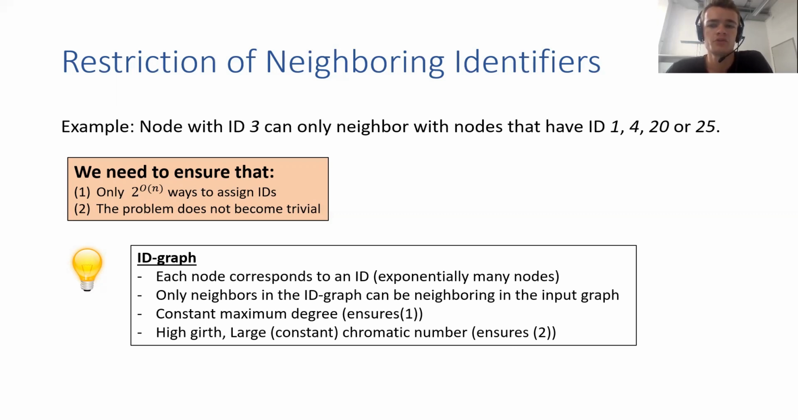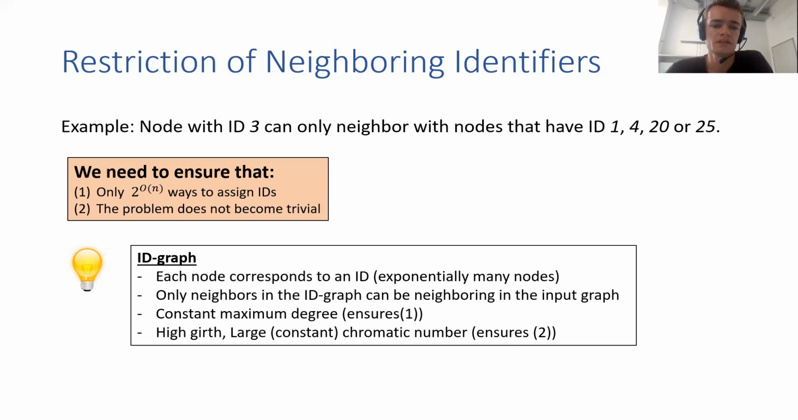Moreover, what we ensure is that the ID graph has a constant maximum degree. So think about some polynomial delta. And this ensures the first property, that there are only 2 to the order n ways to assign IDs. Why is that? Well, for the first node, we have 2 to the order n many choices. And then we can assign the other IDs in some DFS way. And each time we only have constantly many choices. And hence we end up with this 2 to the order n.